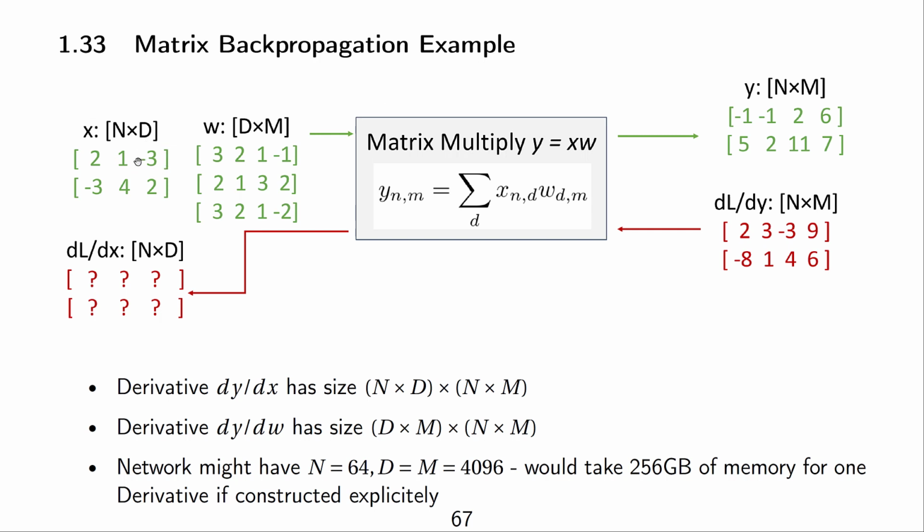Therefore, how much this -3 will influence this 2 here, so if it would slightly be perturbed, this depends on this entry 1 here at this position of the matrix W.